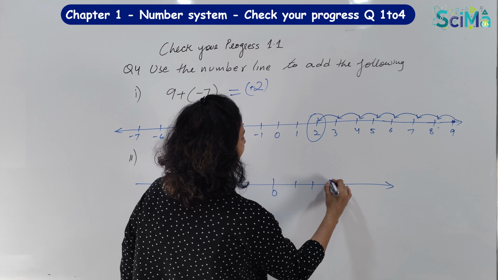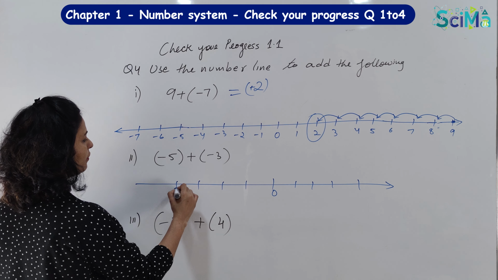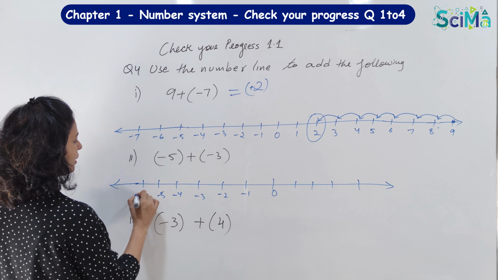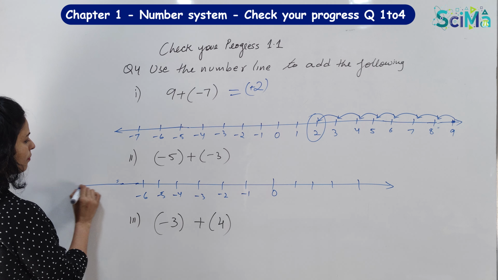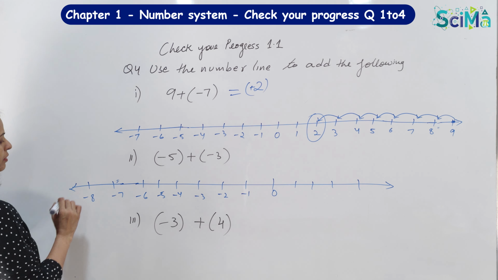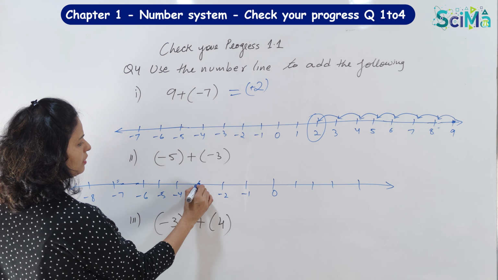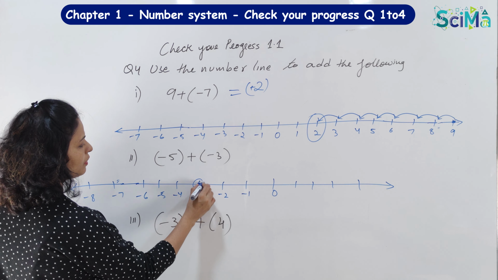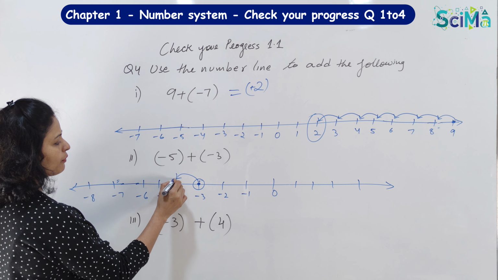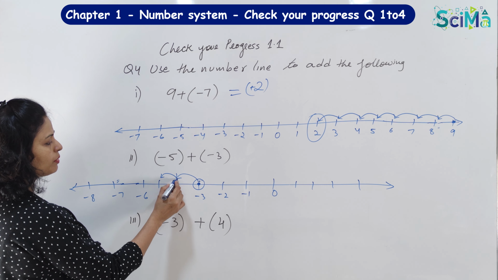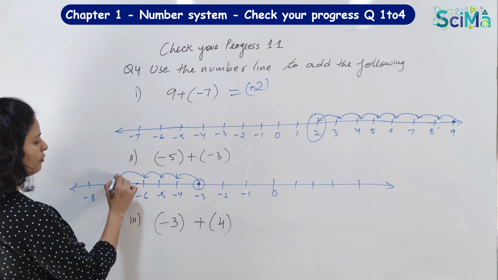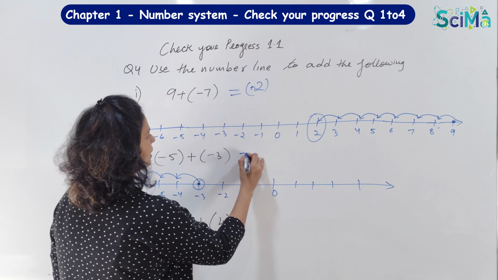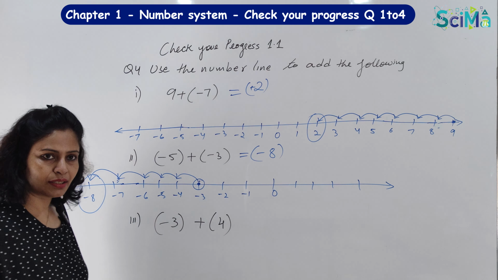Second one. 0. Here we have our positive integers, here we have our negative integers: minus 1, minus 2, minus 3, minus 4, minus 5, minus 6, minus 7, minus 8, and so on. Here I have to add minus 3 with minus 5. So minus 3 is here. Now I am adding minus 5 to it, so I have to go 5 numbers to the left. First jump, second jump, third jump, fourth jump, fifth jump. Where do I land? At minus 8. So the answer will be minus 8.